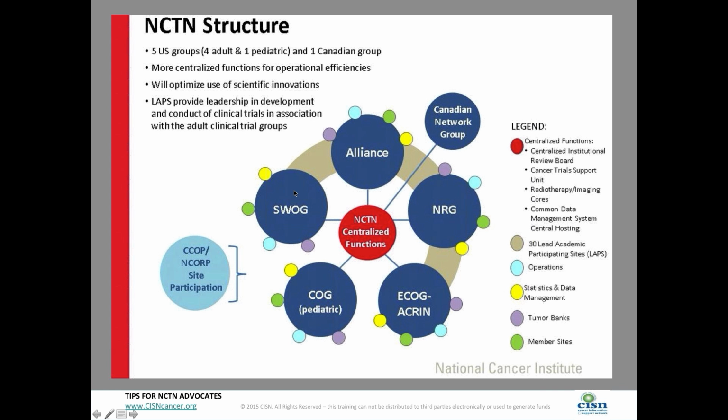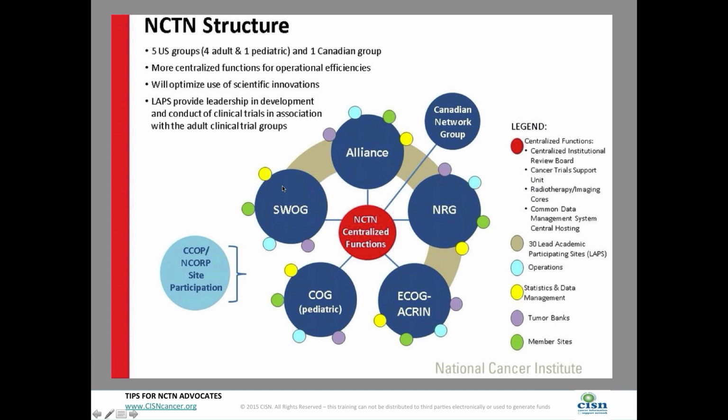And you can see too that the other thing that kind of brings us all together are these 30 lead academic participating sites. And they're really leaders in the field of developing clinical trials, and they're usually the high accruing sites, and they're involved in all of the adult groups. And that's new this year, how that structure is going. And so I think that's going to be interesting to see how that comes out.